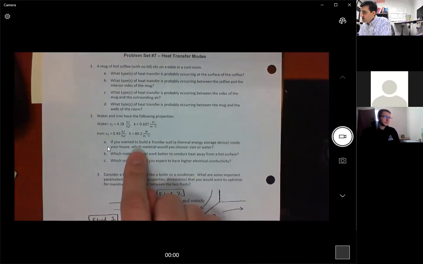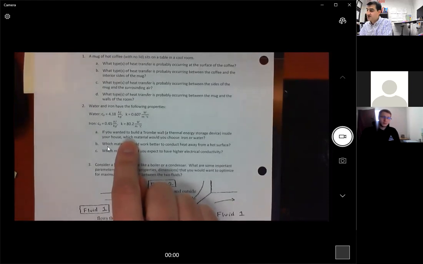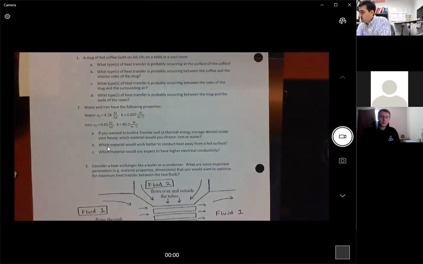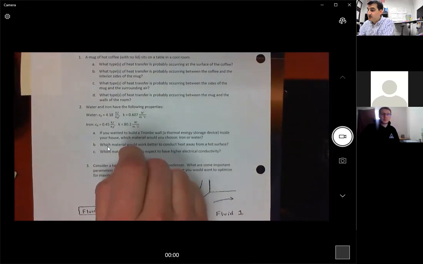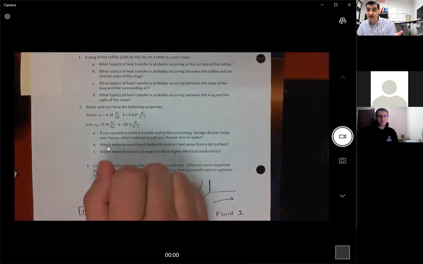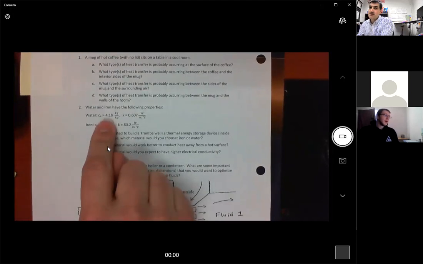So part A: if you wanted to build a Trombe wall, which is a thermal energy storage device, inside your house, which material would you choose, iron or water? Well, you want to choose the one that can store the most energy. And the parameter that measures the amount of energy it can store, equivalently the amount of energy that it takes to increase the temperature of the material by a certain amount, that's specific heat capacity.